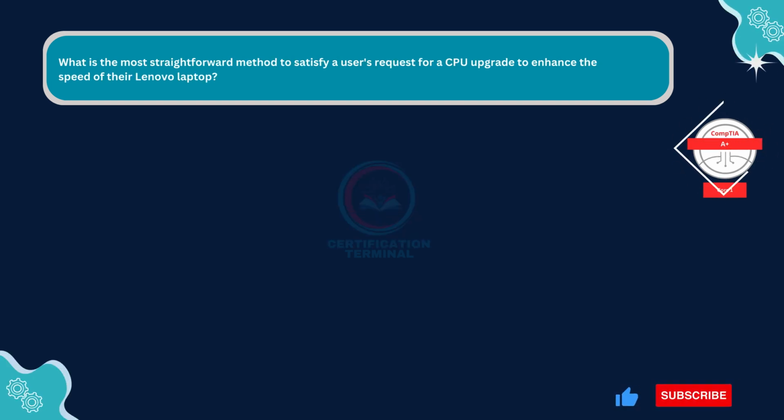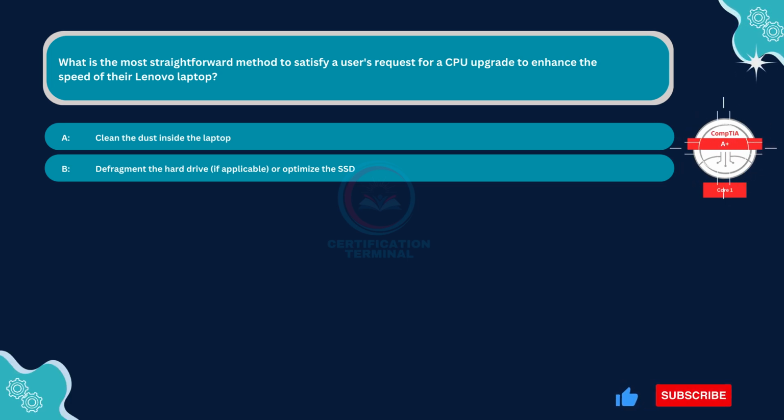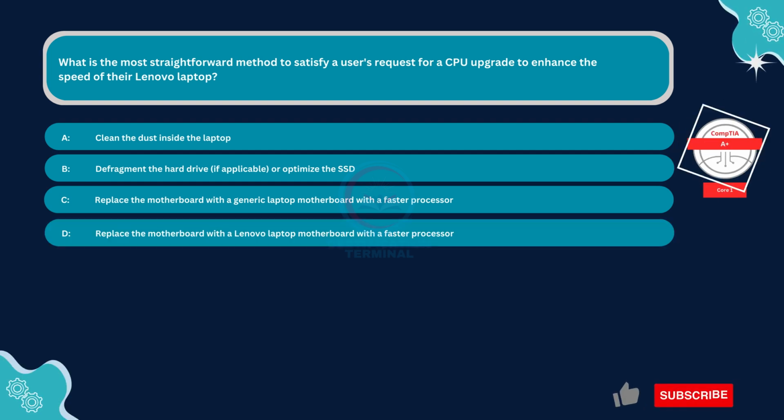Next question. What is the most straightforward method to satisfy a user's request for a CPU upgrade to enhance the speed of their Lenovo laptop? Option A. Clean the dust inside the laptop. Option B. Defragment the hard drive, if applicable, or optimize the SSD. Option C. Replace the motherboard with a generic laptop motherboard with a faster processor. Option D. Replace the motherboard with a Lenovo laptop motherboard with a faster processor.